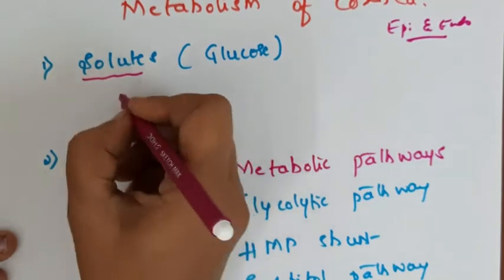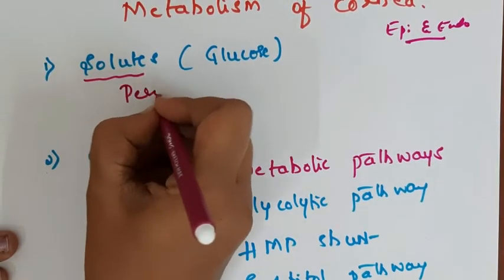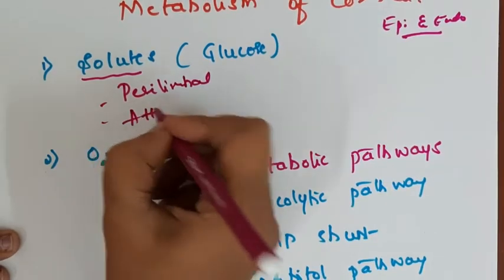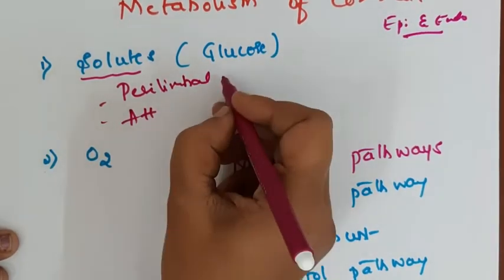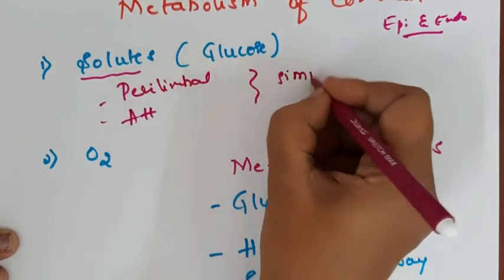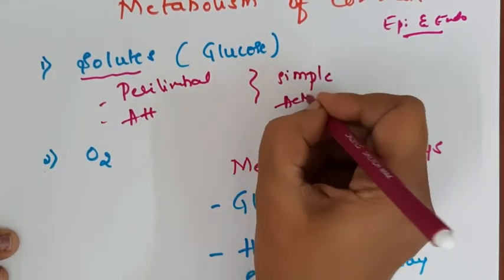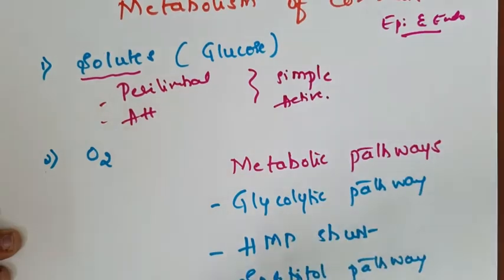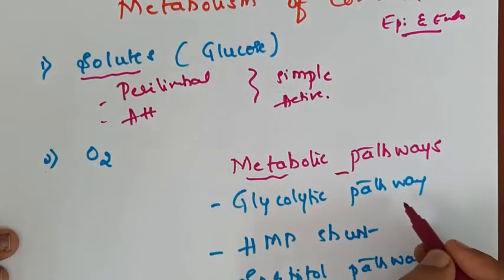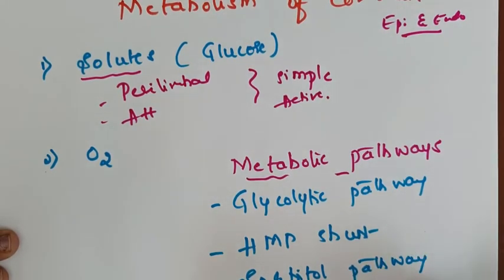The source of this glucose is either the perilimbal vessels or the aqueous humor. So both perilimbal vessels and the aqueous humor contribute glucose. They come either by simple diffusion or by active transport, and they will enter into the corneal layers. This glucose undergoes various metabolic pathways which include the glycolytic pathway, the HMP shunt as well as the sorbitol pathway.